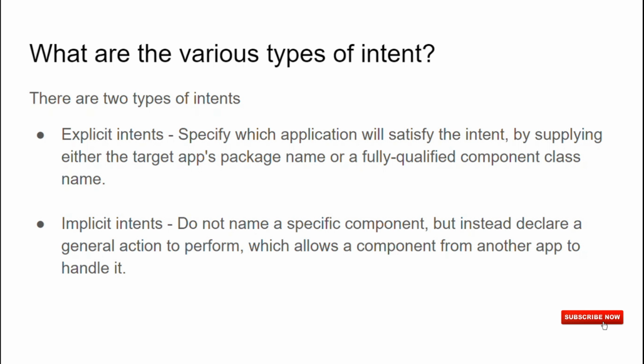Implicit intent is one where you do not specify the specific component. Rather, you just specify the action that you want to perform and let the system take care of it for you. For example, starting the camera, sending an SMS, or opening the gallery. You just specify the intent and let the system decide how to fulfill that.